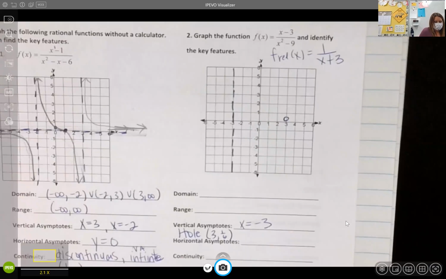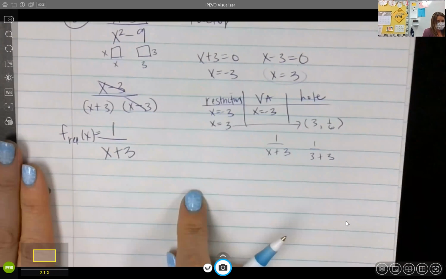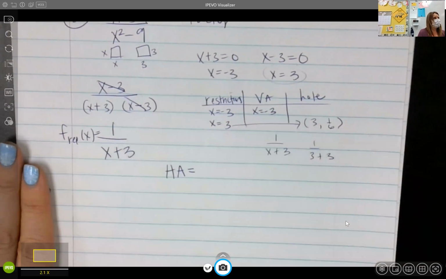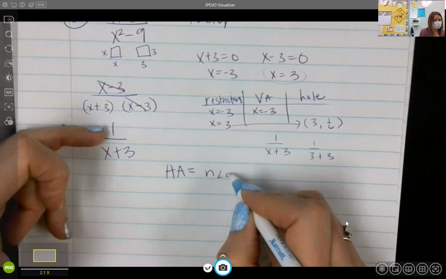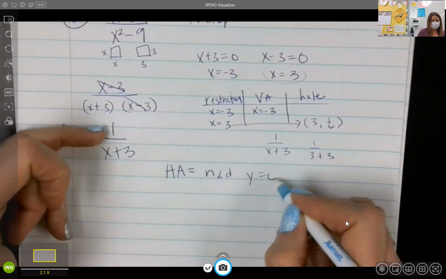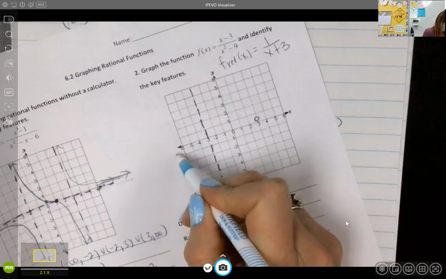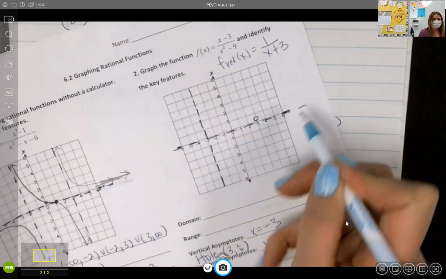So now, from here, what's the horizontal asymptote? The top is smaller, right? So what is it? 0. Good. So horizontal asymptote, y equals 0. Draw your dotted line.